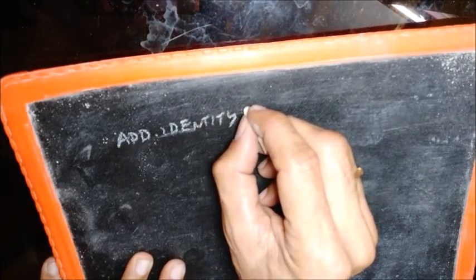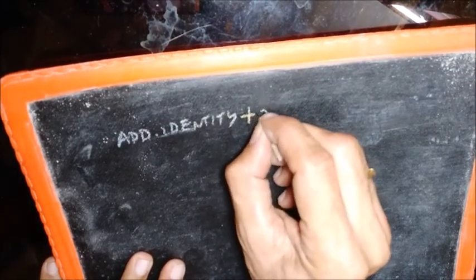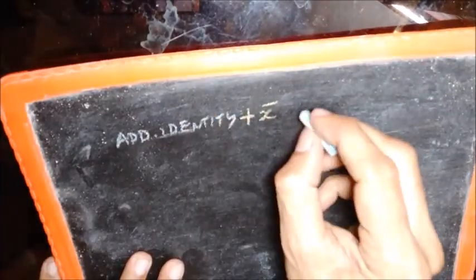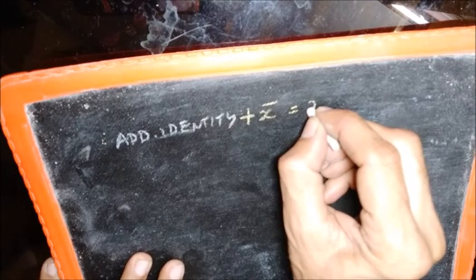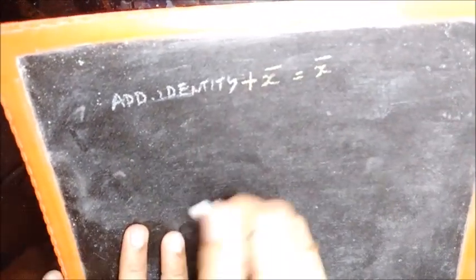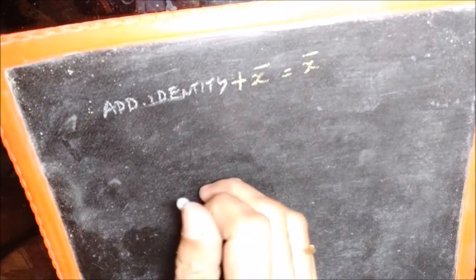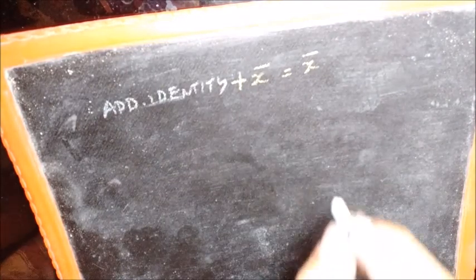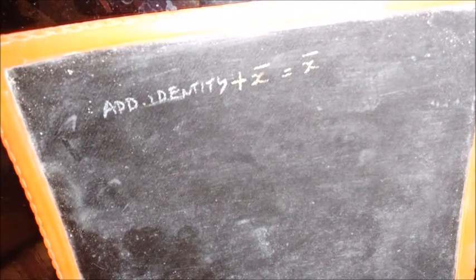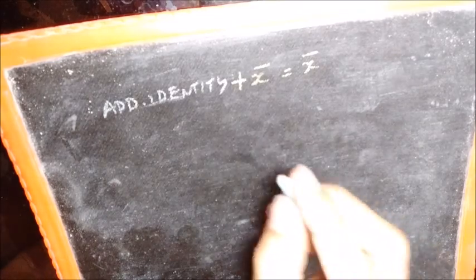Additive identity means if you add any vector from the set with the additive identity, the result has to be x. So in the conventional world, additive identity is 0, we know that. But let's see what happens now, because we have defined vector addition and scalar multiplication in a different way.